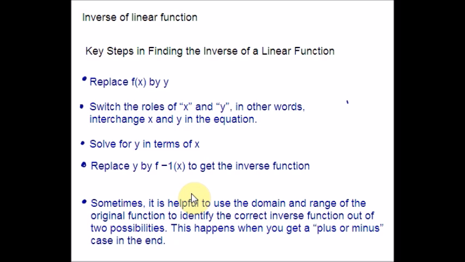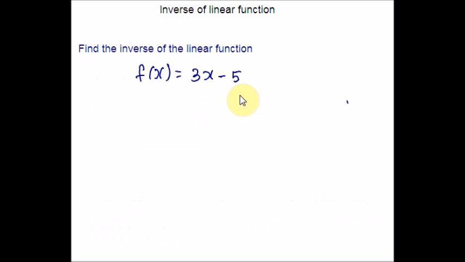Now I am going to start a set of examples and explain how to find the inverse of a linear function. Please look at the example. Find the inverse of the linear function f of x equal to 3x minus 5. This function behaves well because the domain and range are both real numbers. This ensures that its inverse must be a function too.